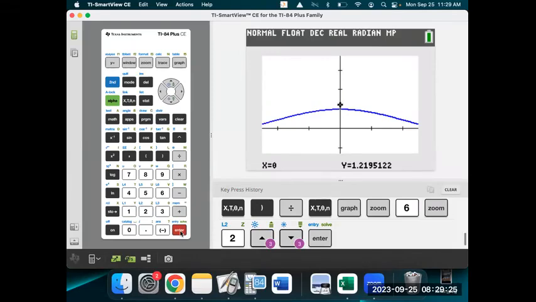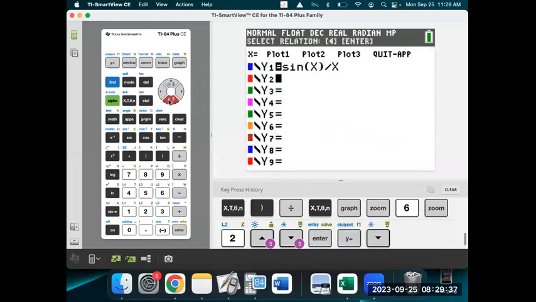Personally, I'm going to be using y equals 1 because that is definitely above my function, but it also touches my function around x equals 0. So I'll use 1 as my upper function.